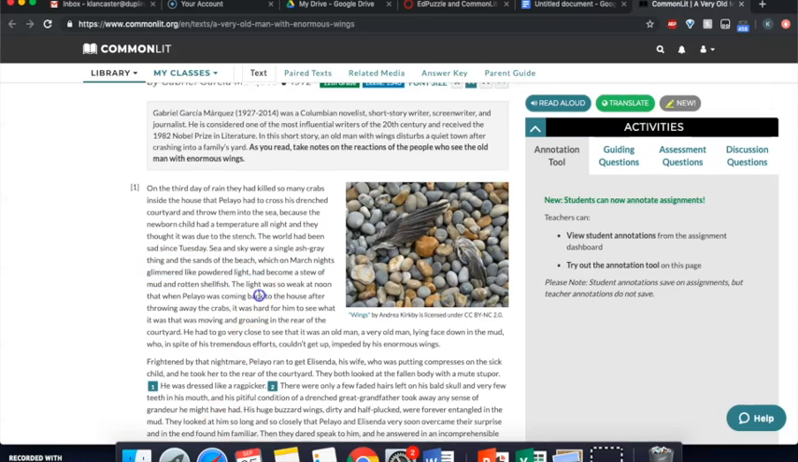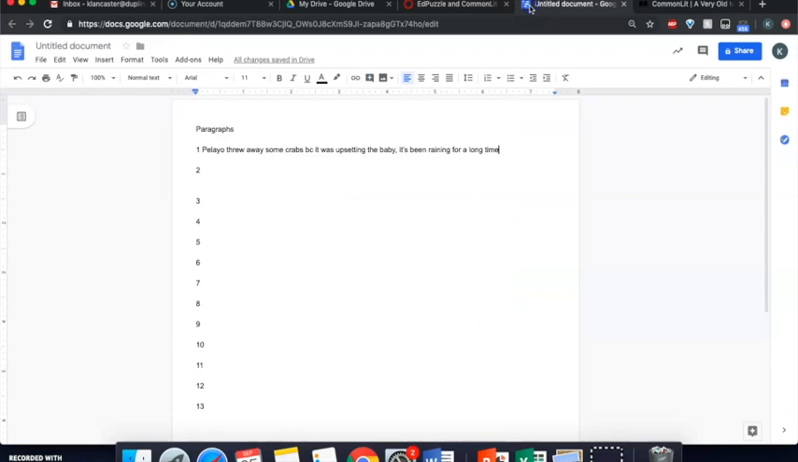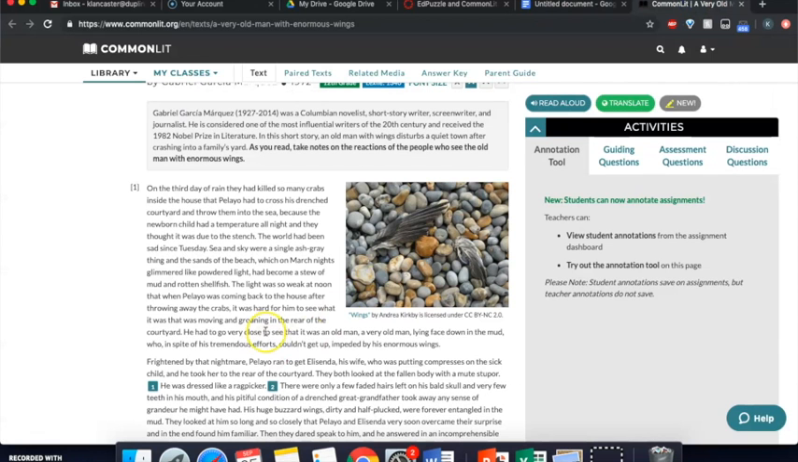The light was so weak at noon that when Pelayo was coming back to the house after throwing away the crabs, it was hard for him to see what it was that was moving and groaning in the rear of the courtyard. So it was dark. He had to go very close to see that it was an old man, a very old man, lying face down in the mud, who in spite of his tremendous efforts couldn't get up, impeded by his enormous wings.